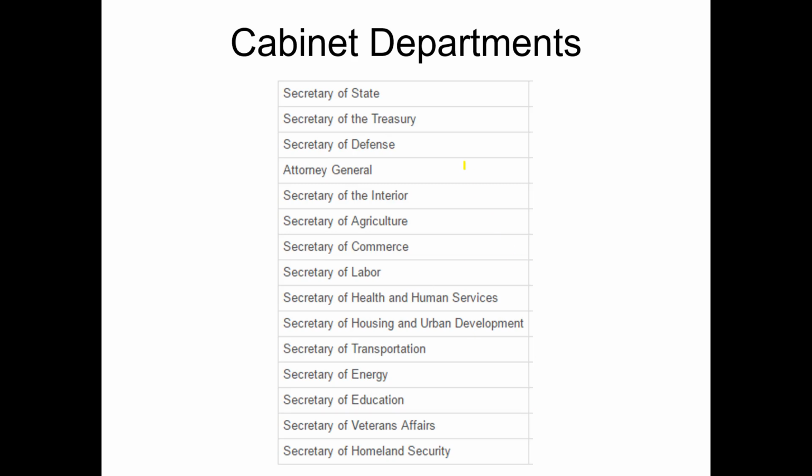Here are the 15 cabinet level departments that we saw earlier in the overall org chart. There's 15 of them. The Homeland Security is the newest addition that was added not long after 9/11 in order to try to get a new agency that is coordinating Homeland Security.